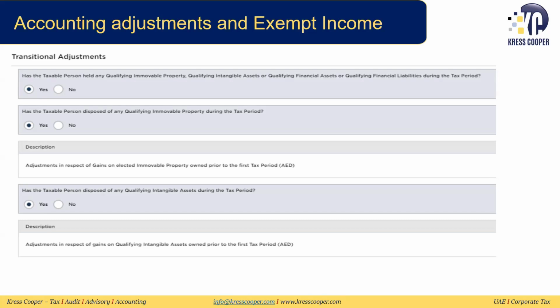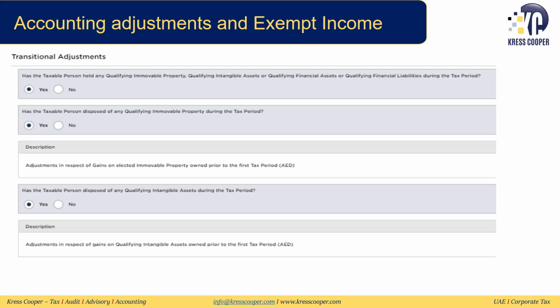If you have checked yes, that means that one of these things is applicable to you. So either the qualifying immovable property or the qualifying intangible asset or the qualifying financial asset or liability. If you have checked yes, it will ask you individually whether the taxable person has disposed of the qualifying immovable property. Then the second question would be for the intangible asset, and similarly then for the financial assets and liability.